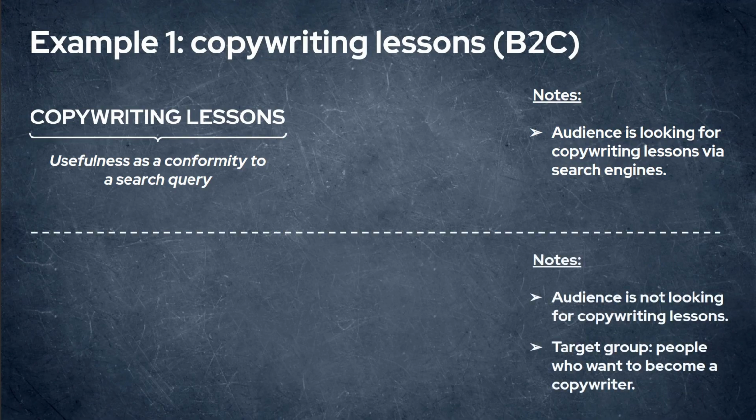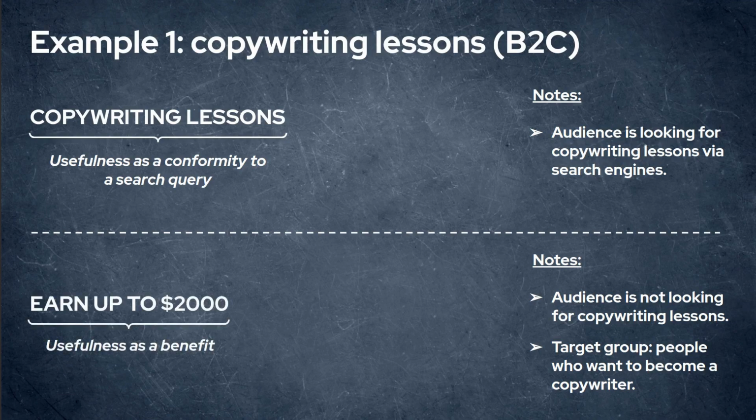In that case, we should start our headline with the benefit that the audience is clearly interested in. And for that, we should define the target group. Let's assume that our target group is people who want to master the profession of a copywriter, so they can work in companies or as freelancers. With a high degree of probability, the main interest of the audience is making money. So we can use it at the beginning of the headline, adding some numbers for specifics. For example, earn up to $2,000.